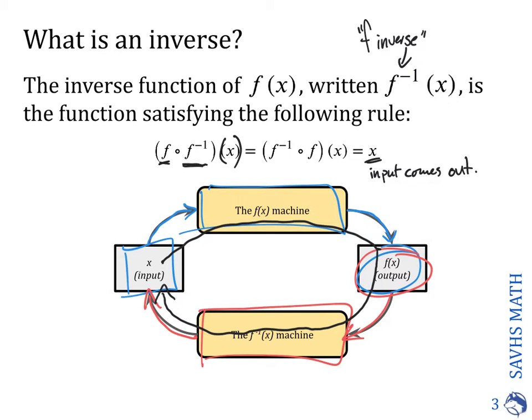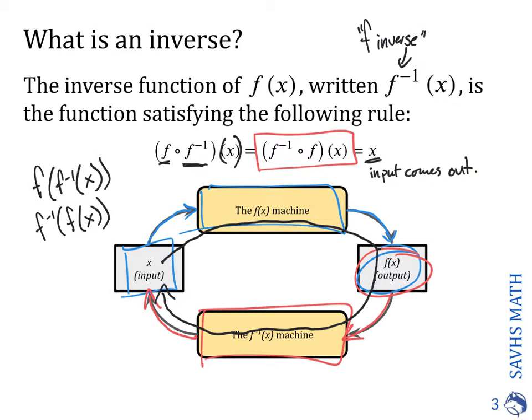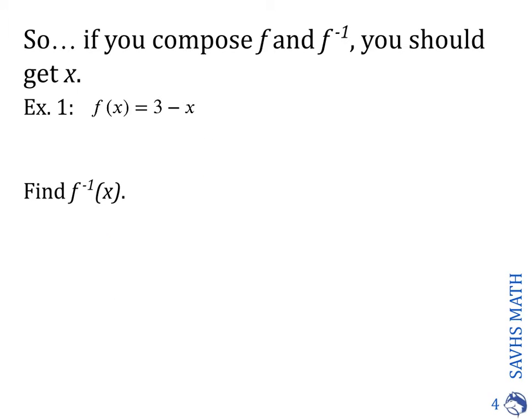And the other part of this equation right here just says you can do it in either order. So you can either do f composed with f inverse like this, or you can do f inverse composed with f like this. Either way, you will get x out. So you're going to get the inputs back out. All right, so that's a lot of words to say a kind of simple thing.